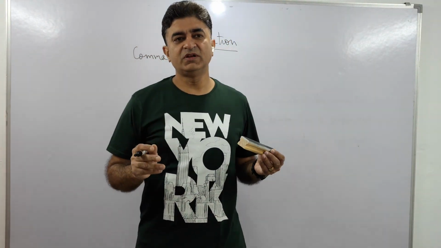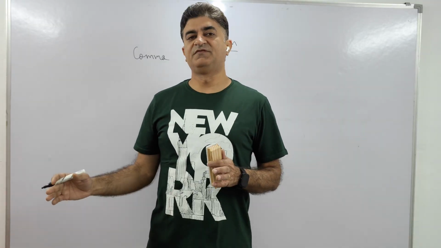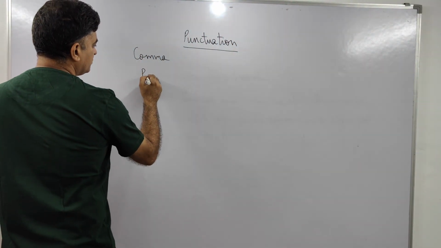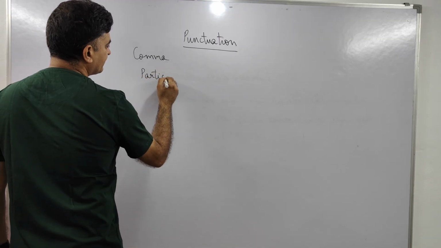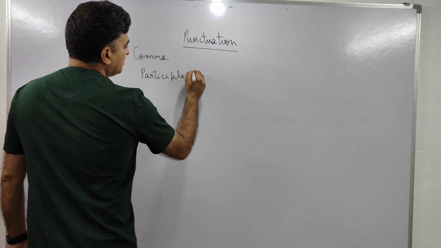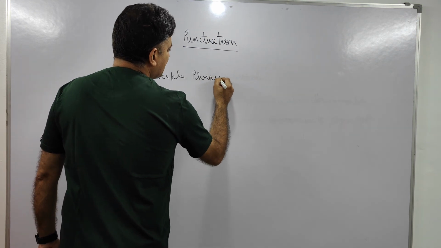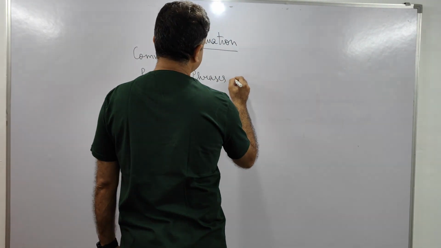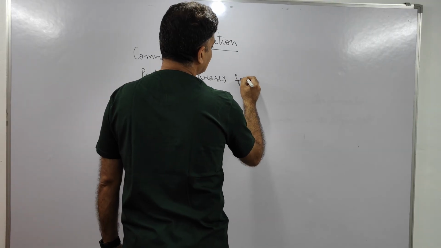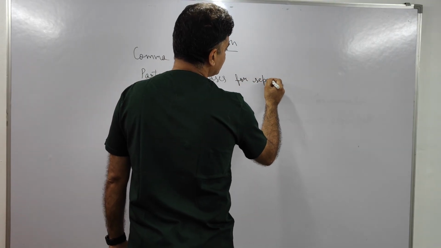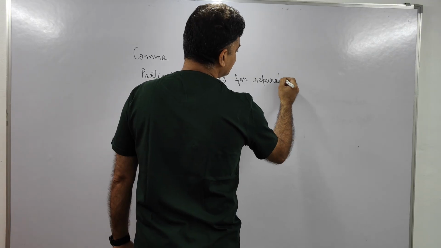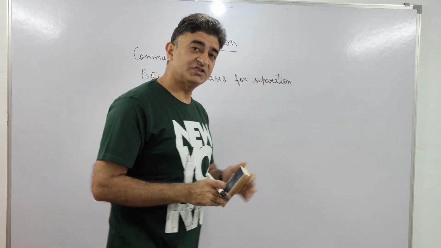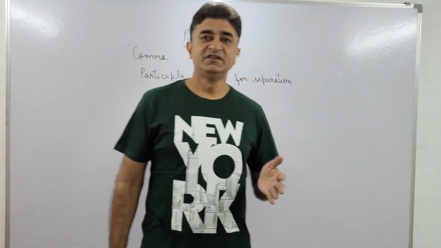Now, the next rule is when there is a participle phrase. ठीक है? When there is a participle phrase. If you remember what is a participle? Everything I have already explained. Participle phrases for separation. So participle phrase में separation के लिए हम use करते हैं. Participle कौन से होते हैं? 3 तरीके के होते हैं. Present, past and perfect. If you remember.